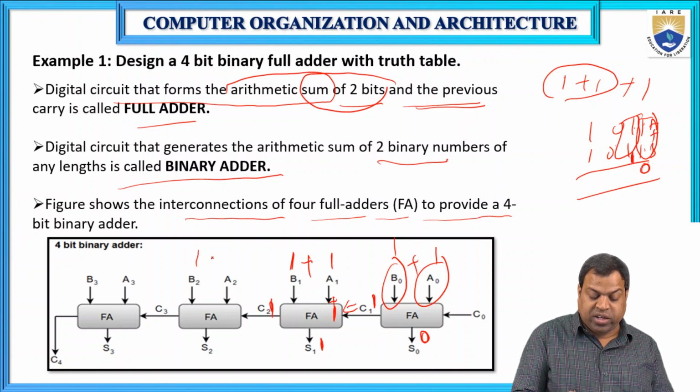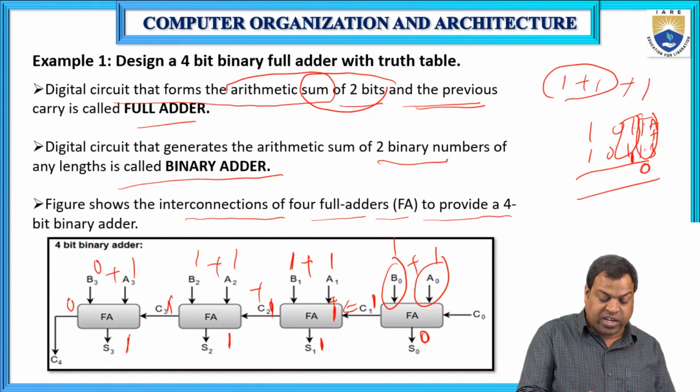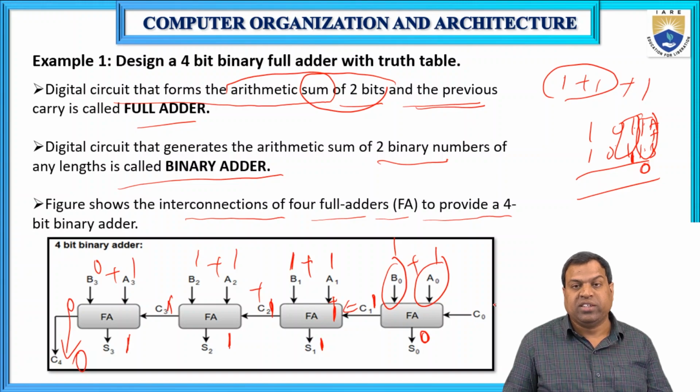Here, in the example I am taking 1 and 1. So 1 plus 1 plus 1, now how much? 11, carry. 0 plus 1, 1, 1 plus 1, 1. Is there any carry? Yes, the carry is like this. So what is the answer now? 0 1 1 0, it is the answer.